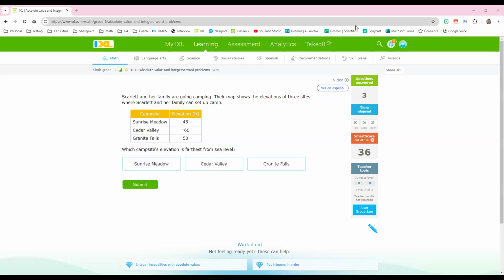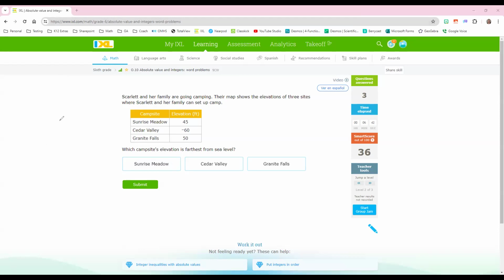All right, when you get a little bit higher into the SMART score, it'll still be the same topic. You just may have more options to look at. So Scarlett and her family are going camping. Their map shows the elevations of these 3 sites where Scarlett and her family can set up camp. Sunrise Meadow, Cedar Valley, Granite Falls.